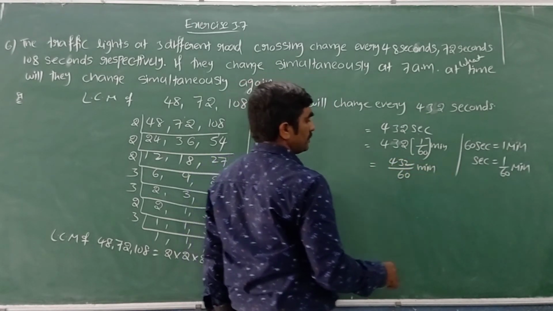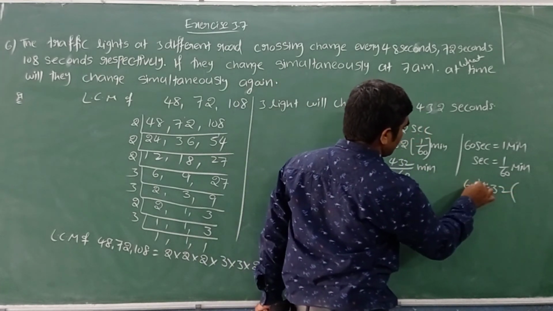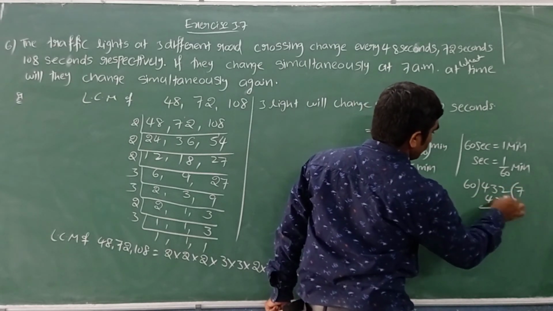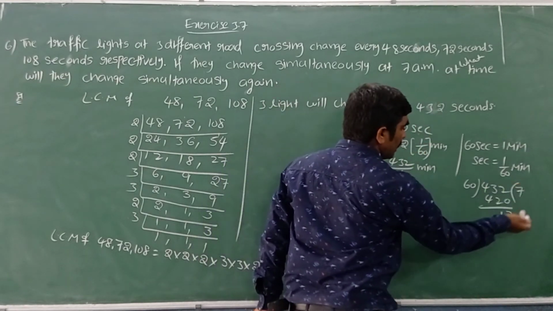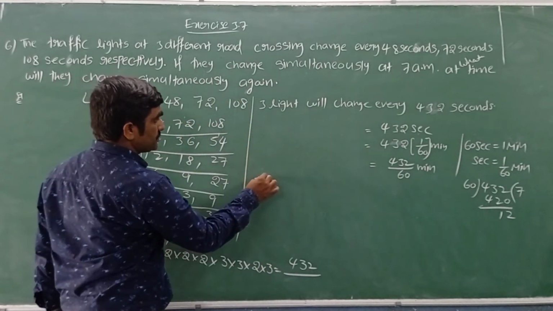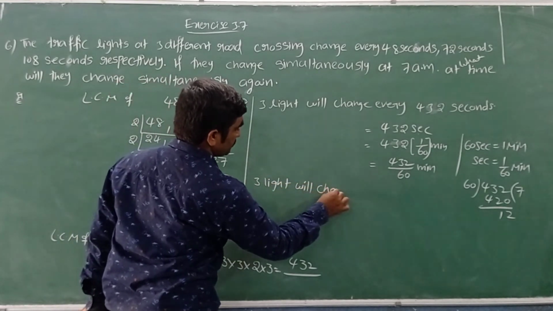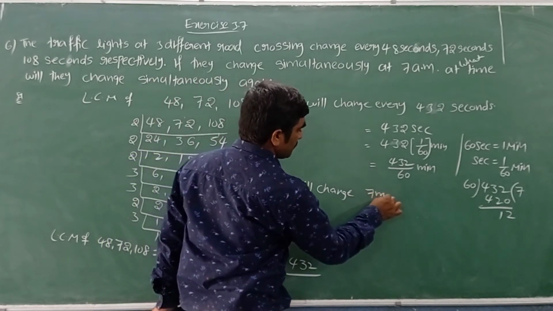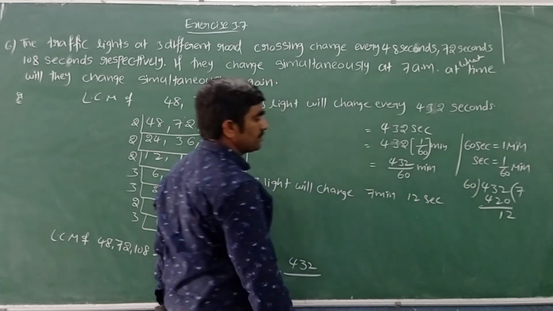Let us go for division. 432 divided by 60. 6 7s are 42, 420, 432 minus 420 is 12. Not possible further. Yes, exactly 7 minutes and 12 seconds left. This means the 3 lights will change at 7 minutes, 12 seconds.